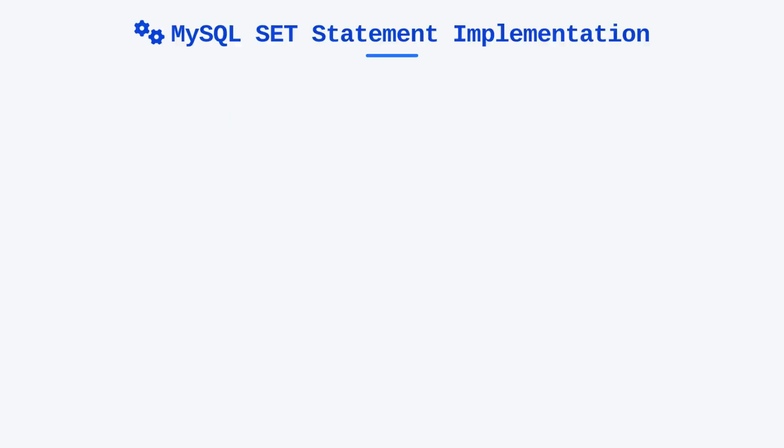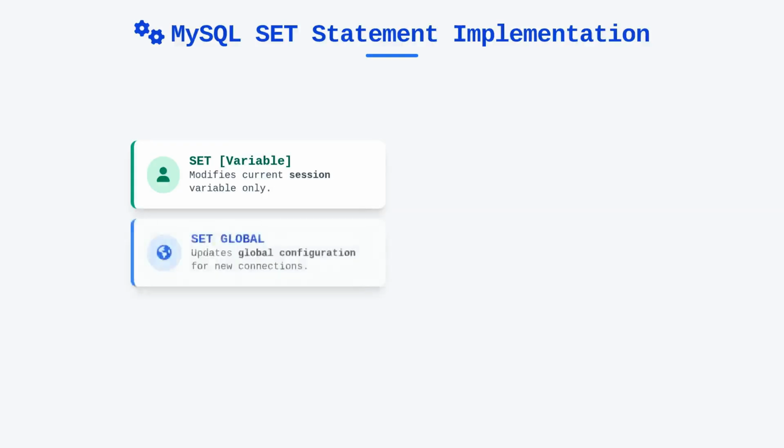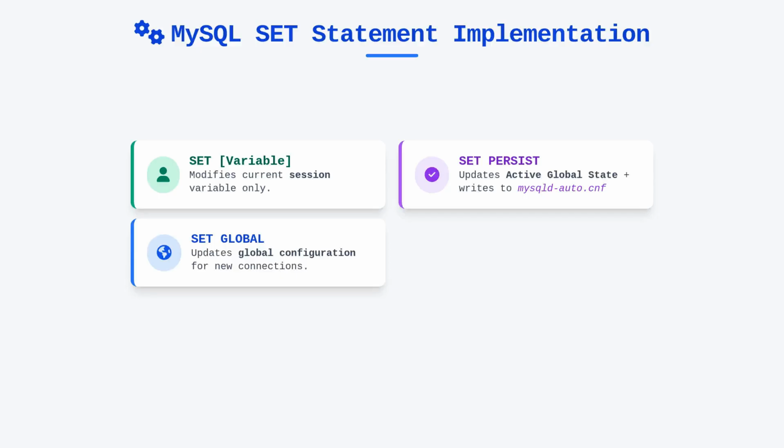When it comes to actual implementation, the set statement provides the interface for modification, but its behavior changes based on the keywords used. The basic set command modifies the current session variable, while set global updates the global configuration for new connections. With MySQL 8.0, we gained the set persist and set persist only commands, which solve the long-standing issue of configuration drift across reboots.